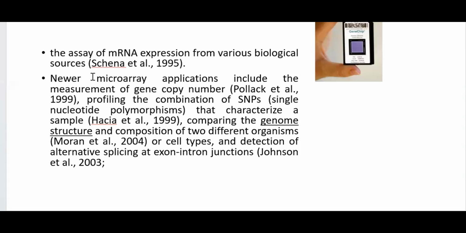When it comes to newer microarray applications, they include measurement of gene copy number, profiling, and the combination of SNP, single nucleotide polymorphism. So if there are any variations in a particular sequence, maybe even a single base change can be detected. Polymorphism leads to variations in a particular species. It can be positive, it can be negative.